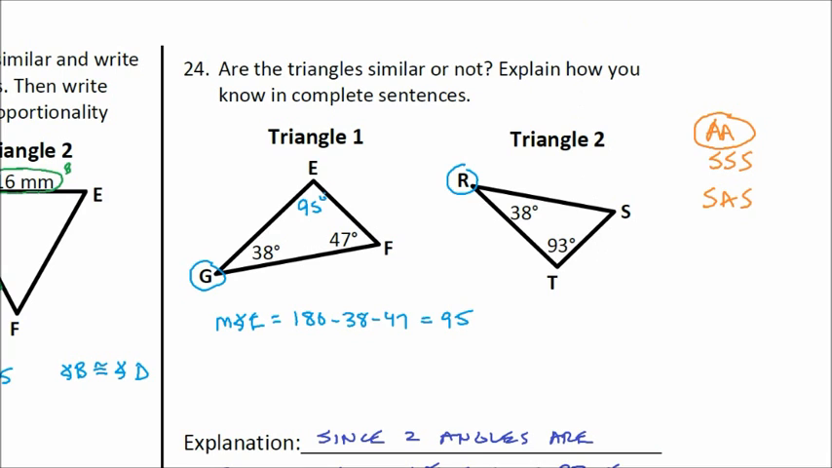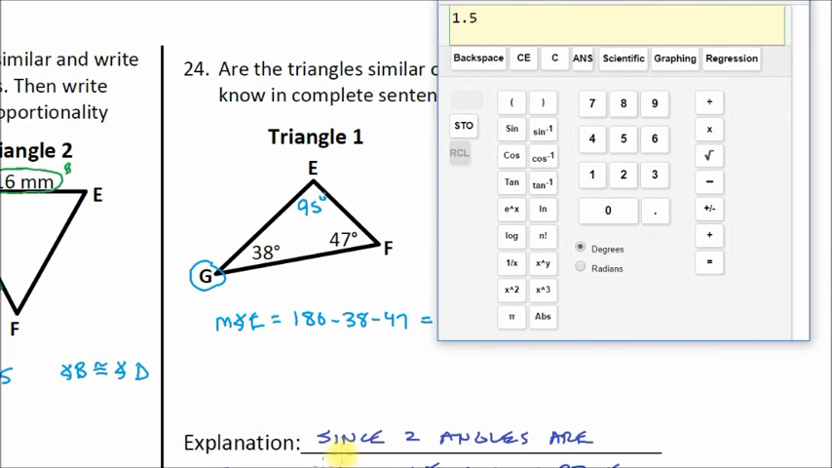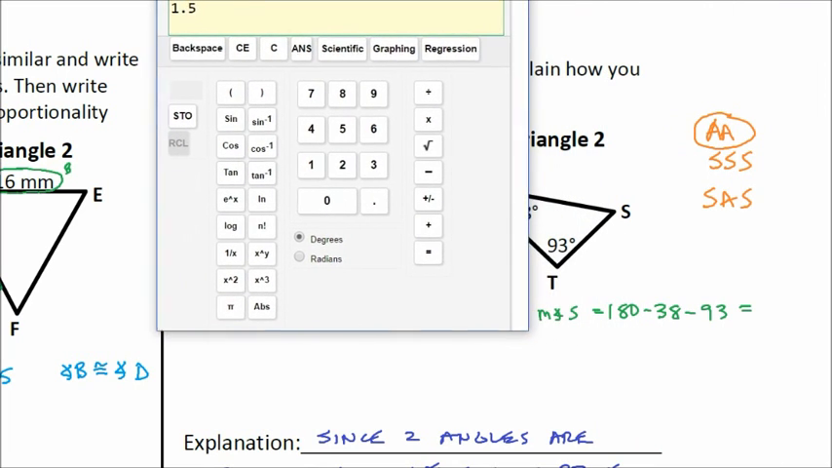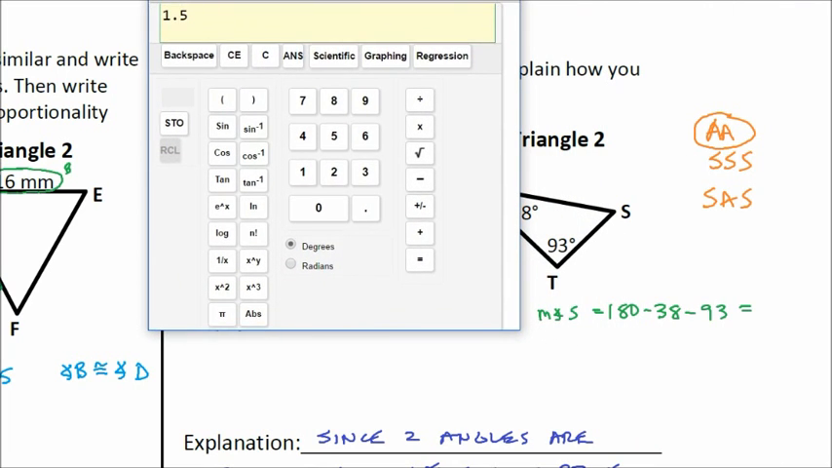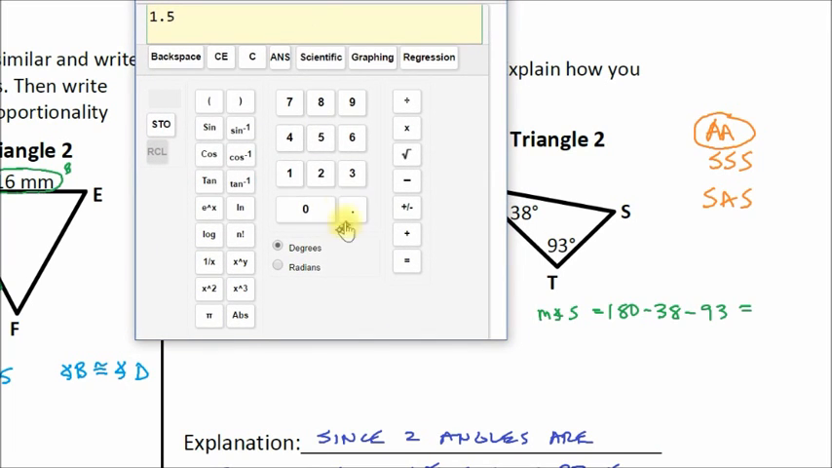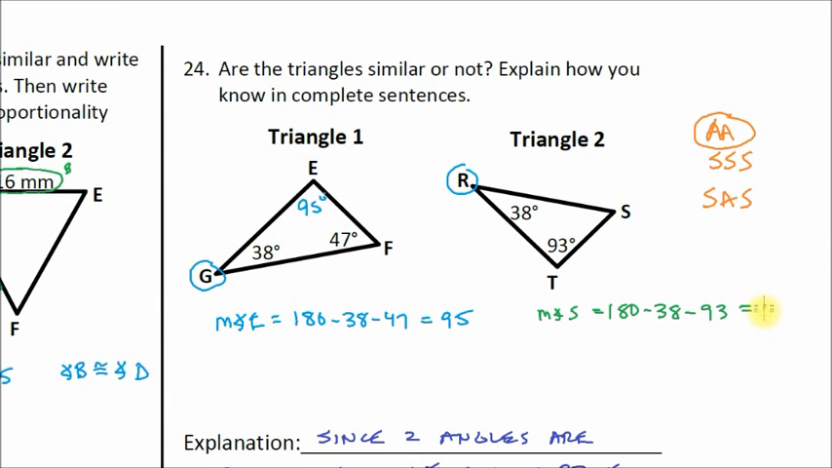Now, if you want to make absolutely positively sure, let's find the measure of angle S also. The measure of angle S is equal to 180 minus 38 minus 93. Let's see what that is. I'm going to work that one out. I've got 180 minus 38 minus 93 equals, and that is 49 degrees. And now you can see that we absolutely do not have a second angle that is congruent.